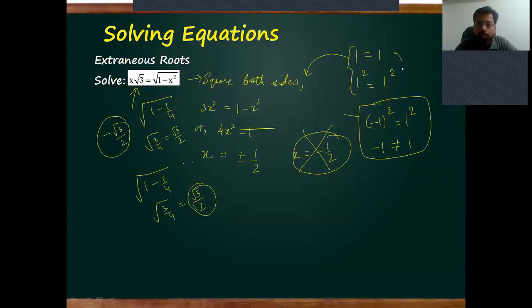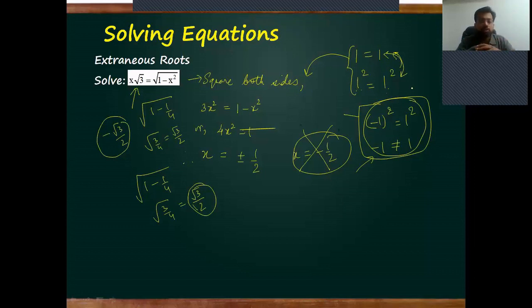So this extra root comes in because of this. We assumed the situation vice versa. We said that 1 is equal to 1, so 1 square is equal to 1 square. And we assumed implicitly that when 1 square is equal to 1 square, then 1 is equal to 1. We neglected this particular case, and this actually gave us that extra root.